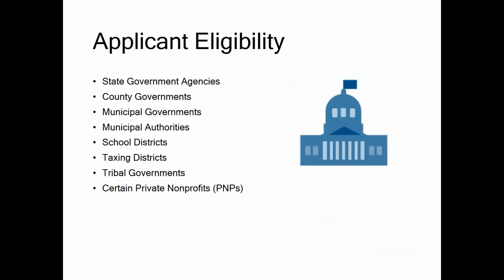An applicant must be a state, territory, tribe, local government, or private nonprofit organization. Only certain PNPs are eligible applicants. To be eligible, a PNP must own or operate a facility that provides an eligible service. Chapter 3 of the PAPG has additional guidance on eligible, critical, and non-critical essential social services for PNPs.